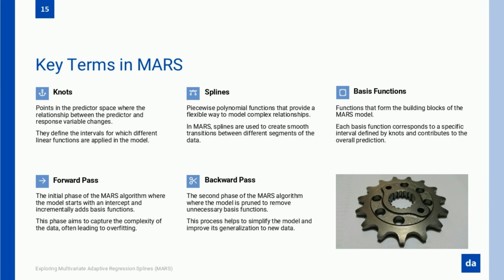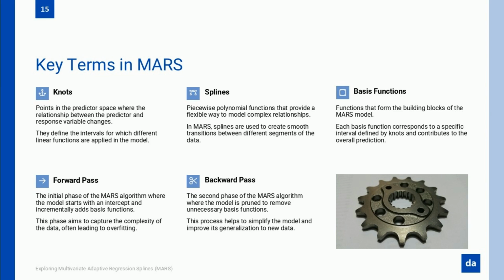Splines are another key concept, providing smooth transitions between different sections of the data. Unlike traditional stepwise regression, where changes happen abruptly, splines create a continuous piecewise function that allows for gradual shifts in the model. This ensures that Mars doesn't just capture patterns, it does so in a way that maintains stability and interpretability.